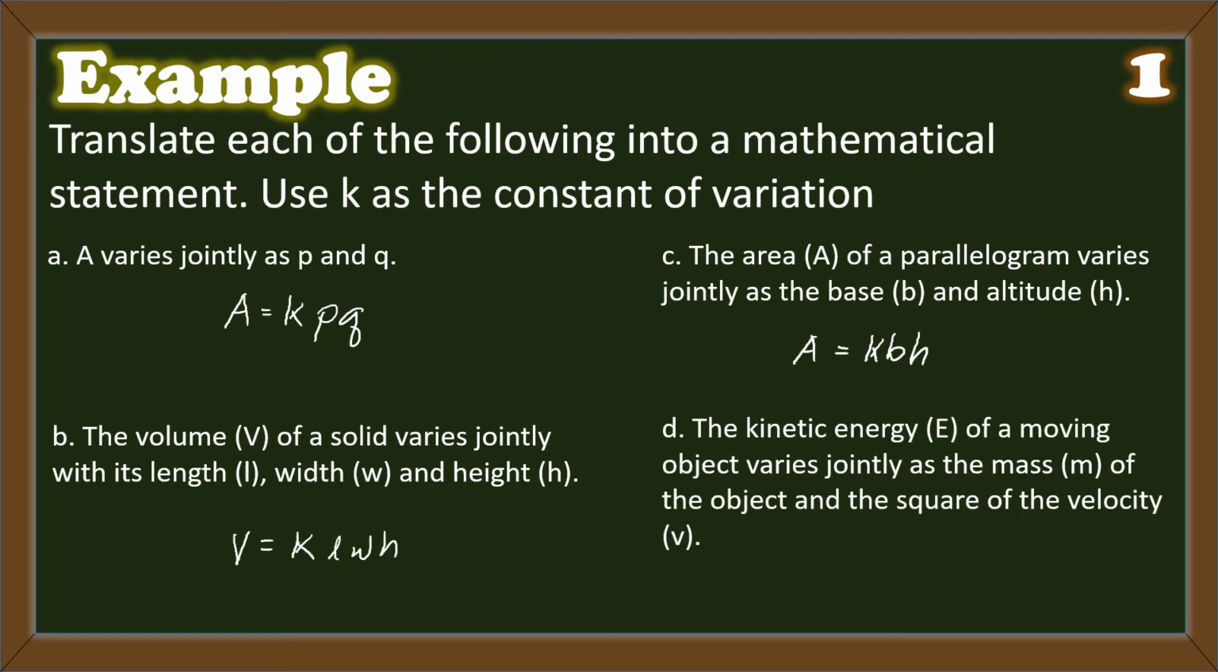Next tayo, letter D. The kinetic energy of a moving object varies jointly as the mass m of the object and the square of the velocity v. Sa letter D, kinetic energy is E, mass is m, at ang ating variable para sa velocity ay v. Constant of variation pa rin ay k. Ang ating joint variation or ang ating equation of variation ay E is equal to km times v squared.